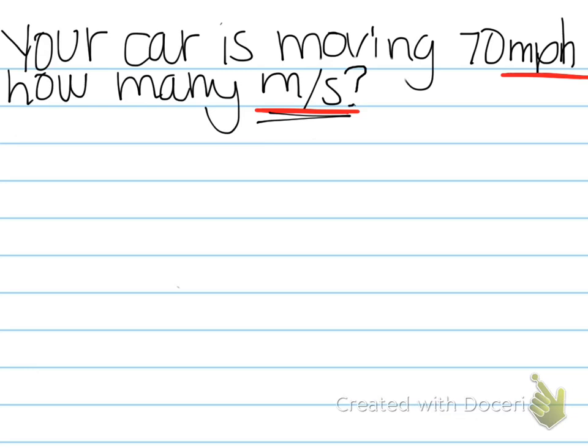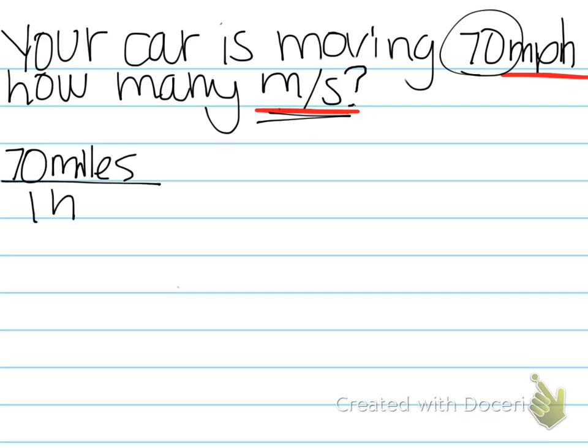So we're trying to go from miles per hour to meters per second. We start out with 70, so we're going to write that down, and that's 70 miles per 1 hour, okay? So per hour is implying that it's in a single hour you would be going 70 miles.